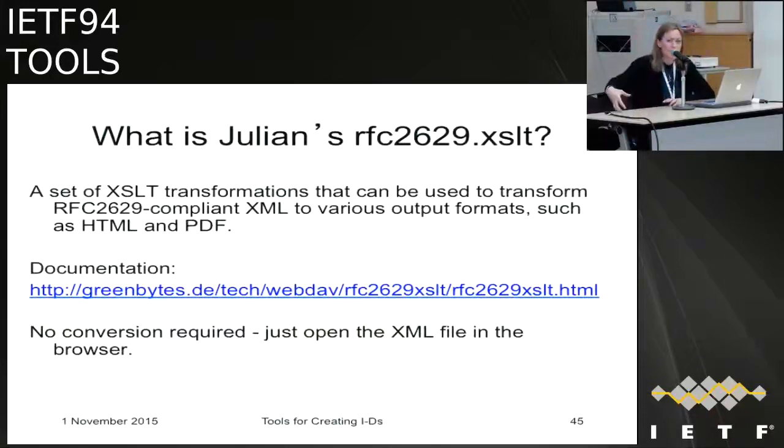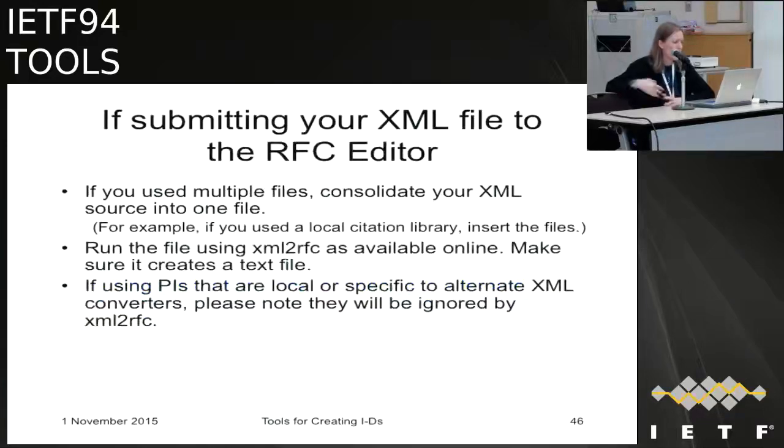So if your document is approved for publication and we're going to receive your XML file, we find it helpful if you consolidate your XML into one file. For example, some people use local citation libraries. Run the file using XML to RFC as available online, then we know it runs with the current version of XML to RFC. And if you're using processing instructions that are local or specific to alternate XML converters, they will be ignored by XML to RFC. So some of what you expected in output might not be there.